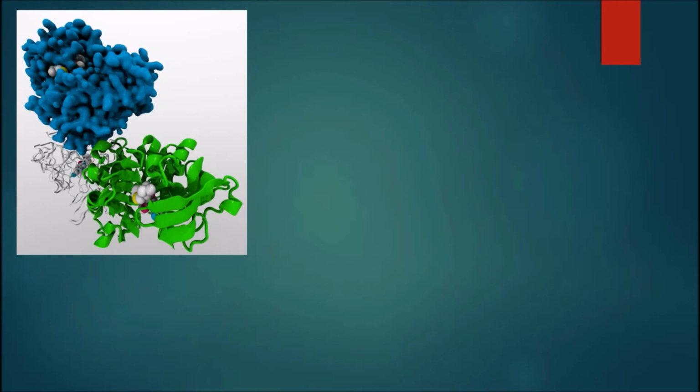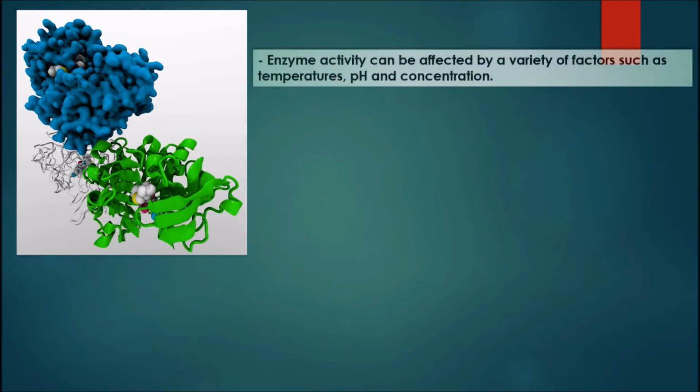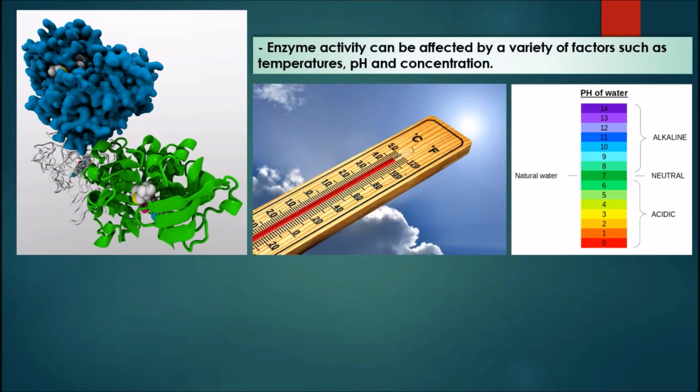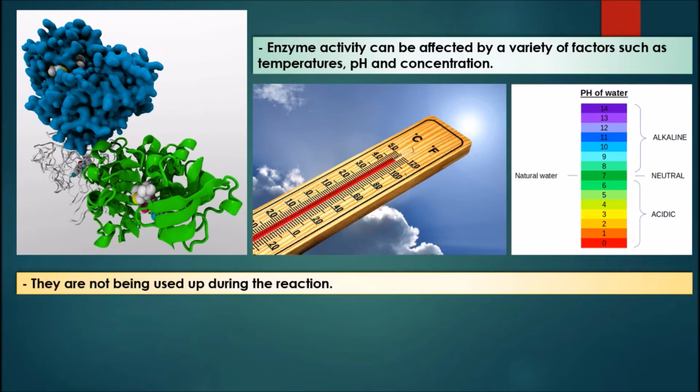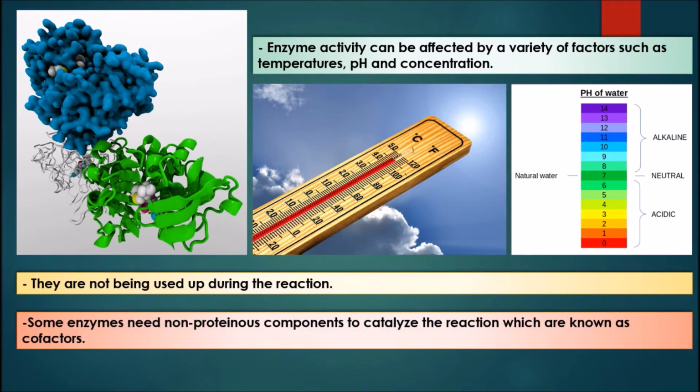Most enzyme-catalyzed reactions are reversible. The enzyme activity can be affected by a variety of factors such as temperature, pH, and concentration. They are not used up during the reaction. Some enzymes need non-proteinous components to catalyze the reaction, which are known as cofactors.